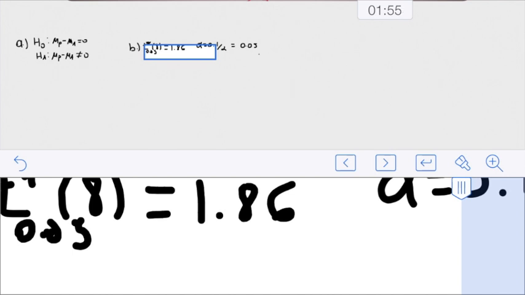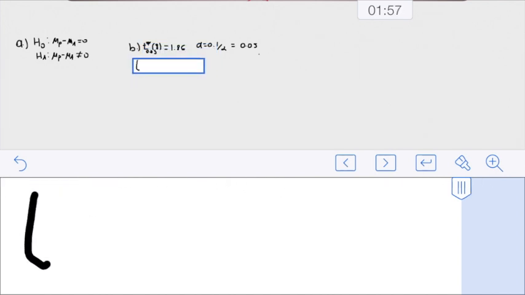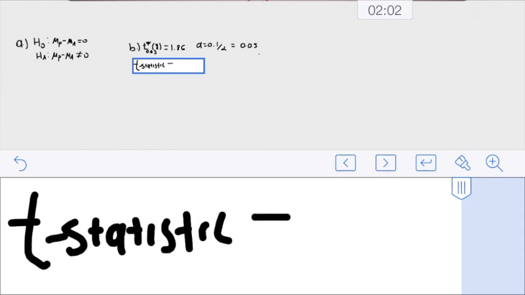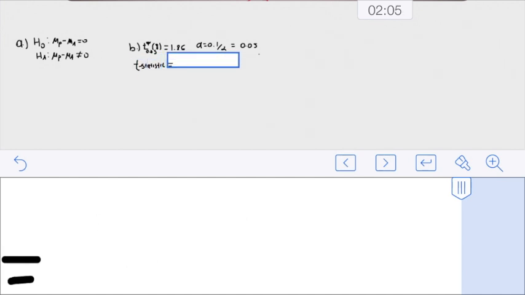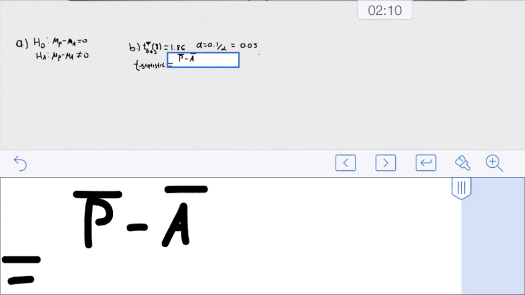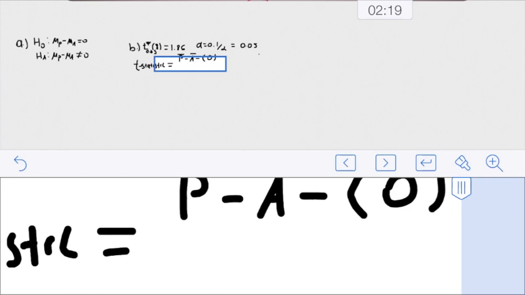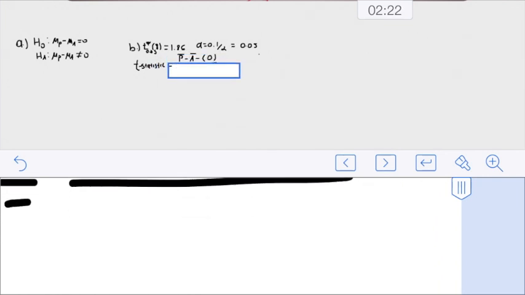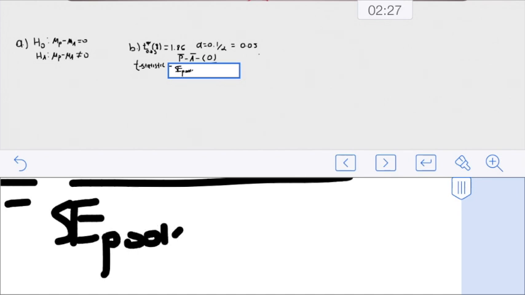Then, to find the t statistic, we use this formula, and that is equal to the mean of the Persian weight minus the mean of the African weight minus our null hypothesis, which is 0, over our standard error for the mean difference.